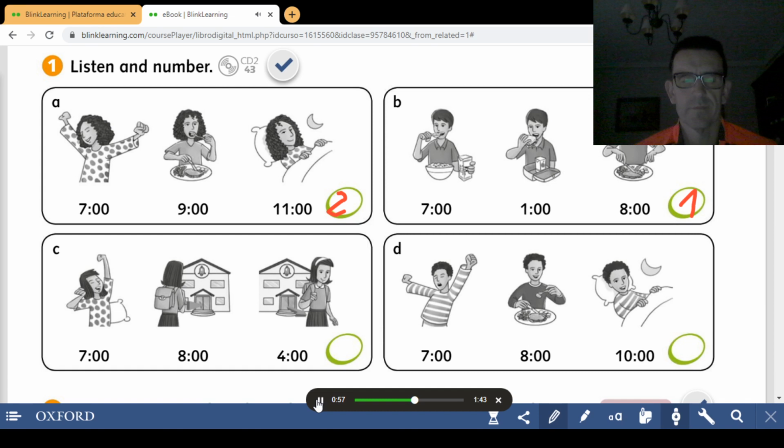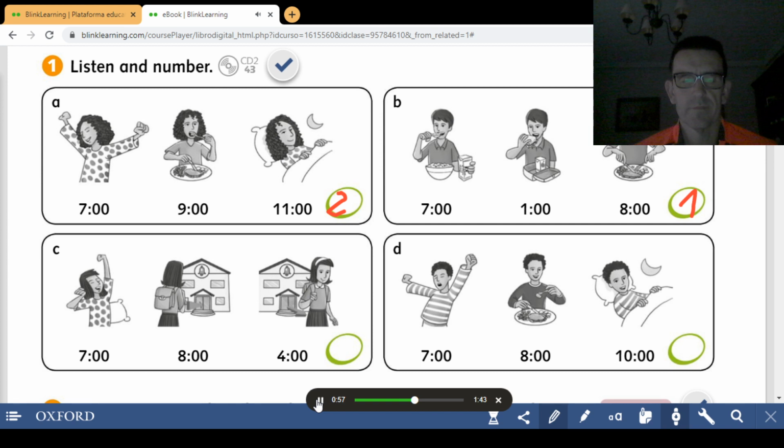And finally, 4. What time do you get up? I get up at 7 o'clock. What time do you go to school? I go to school at 8 o'clock. What time do you go home? I go home at 4 o'clock.